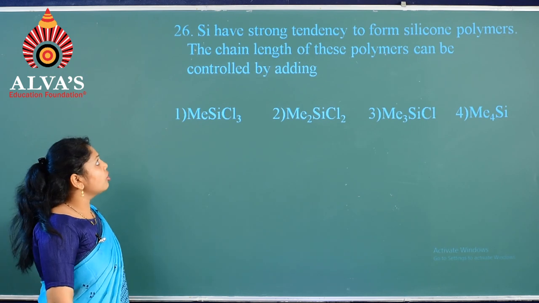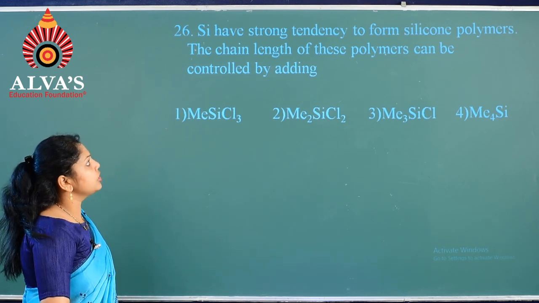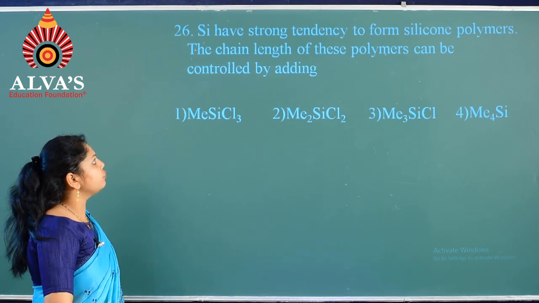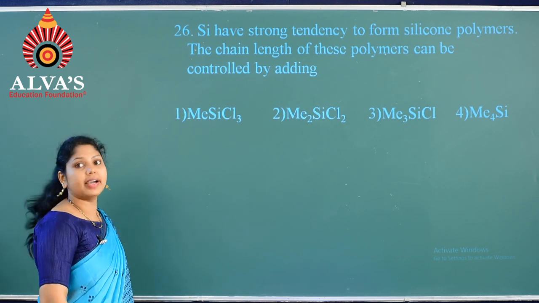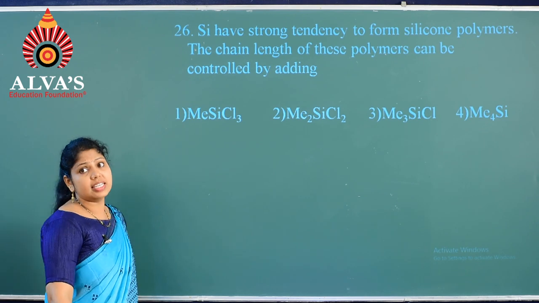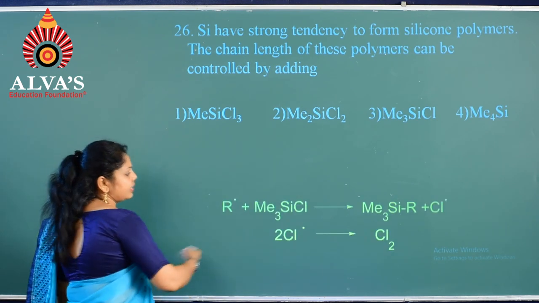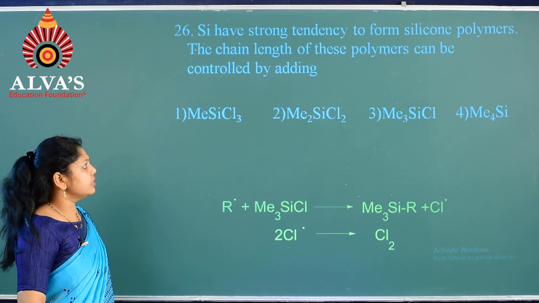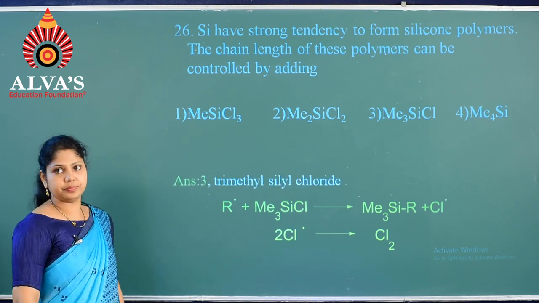26. Silicon has a strong tendency to form silicon polymers. The chain length of these polymers can be controlled by adding trimethyl silyl chloride. The mechanism follows in this way. Hence, the correct option is 3.